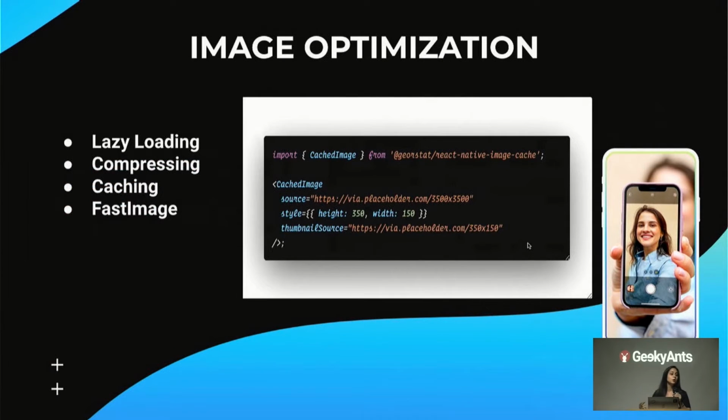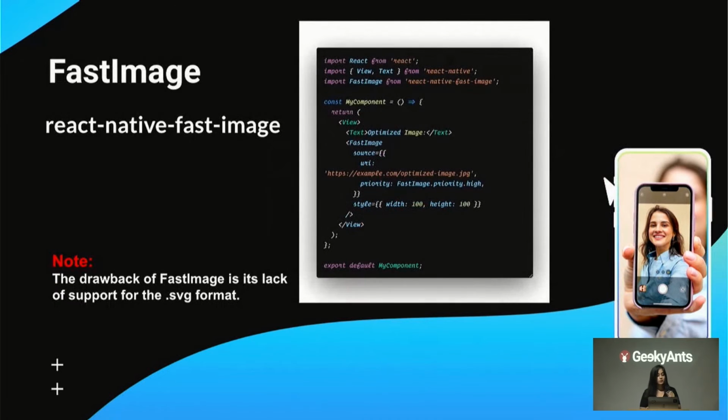Next up, we have image optimization. Since we discussed lazy loading, we're going to discuss image optimization as well. Image optimization can be done by lazy loading, compressing the image on the server side, and caching the image, as we have done over here using React Native image cache, wherein we send the source, the styling, and the thumbnail source. Along with that, we also have fast image, with which we can achieve that using React Native fast image. Here on the right side, you can see the example that displays fast image. In fast image, we can provide the source wherein the URI is provided, the priority of the image is provided, and the styling is also provided with it.